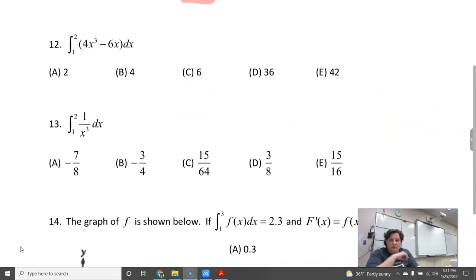Okay. Cool. 12 and 13 are just standard integrals, so this is good. This is why we're not using a calculator on this test, because you could just plug them in. So stuff like this is going to be on the no calculator part of your AP test anyways.